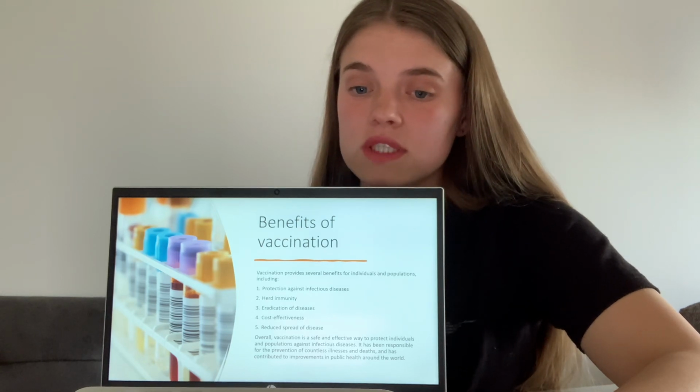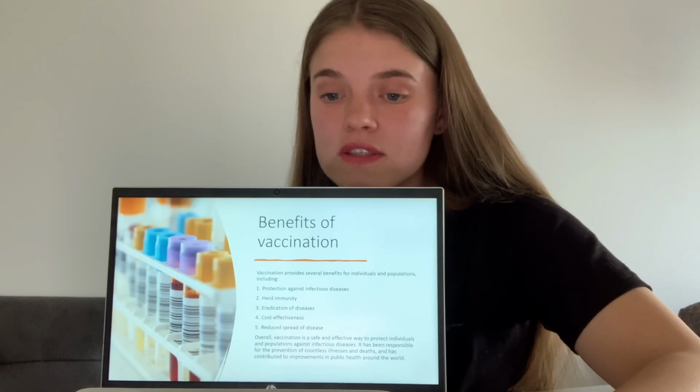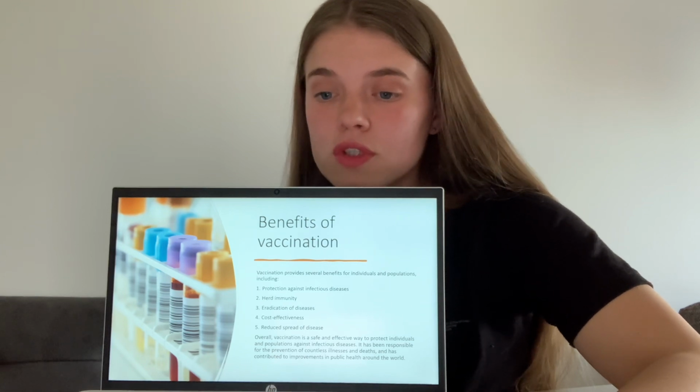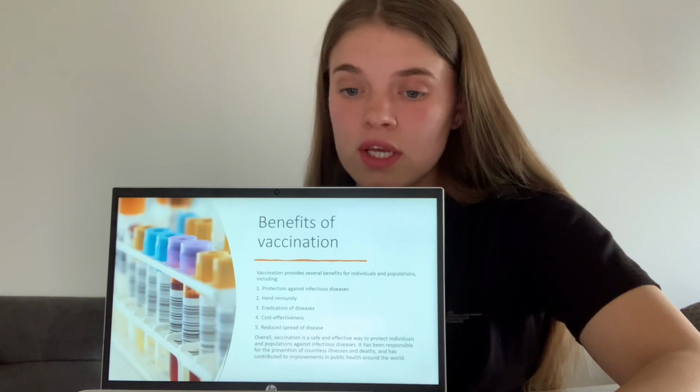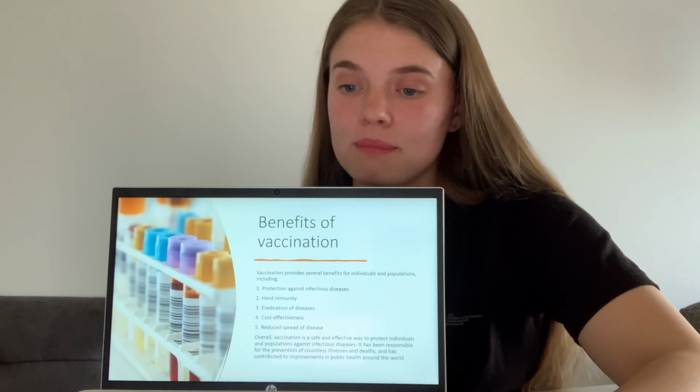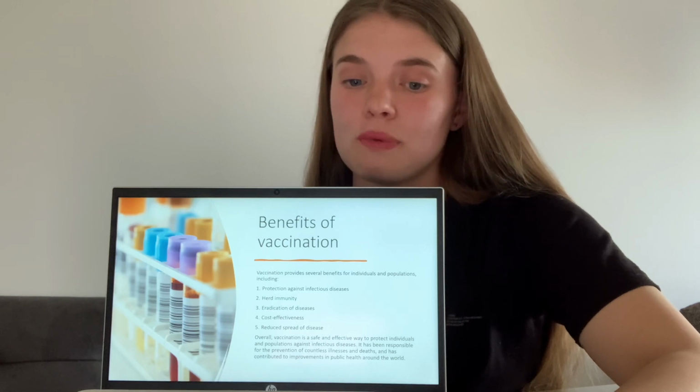To achieve herd immunity and ensure effective protection against infectious diseases, it is important to address these factors and work towards increasing vaccine uptake in populations. This can involve education and awareness campaigns, improving access to vaccines, and addressing concerns and misinformation about vaccines.